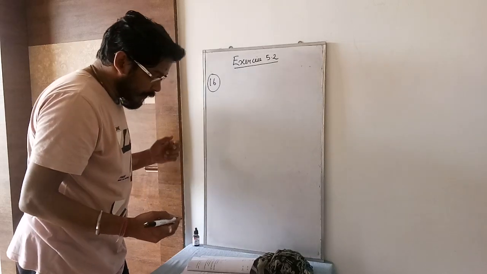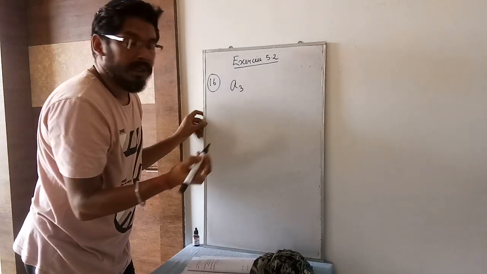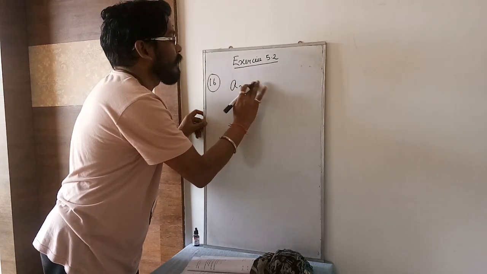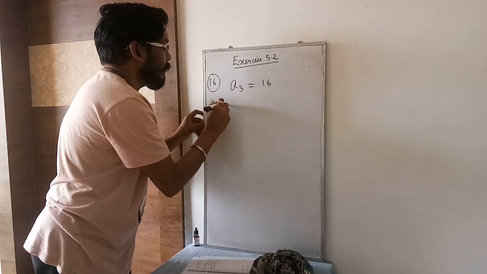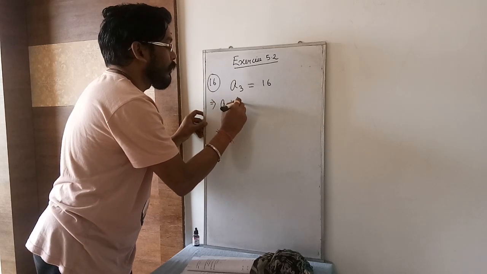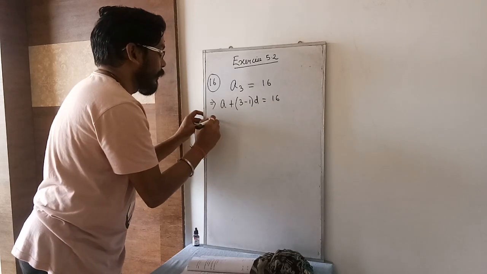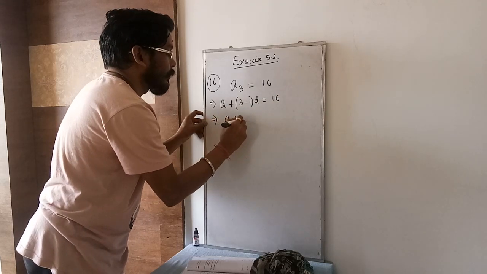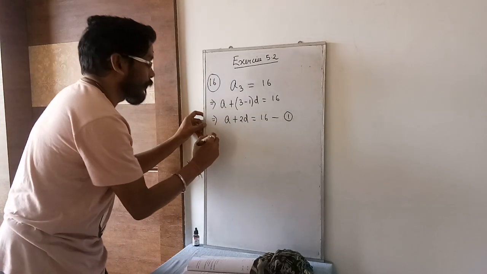So here the third term is given as 16, that is a3. The nth term is an, so the third term will be a3. It is given as 16 here. So a plus 3 minus 1 into d equals 16. So it is a plus 2d equals 16. You can call this equation 1.